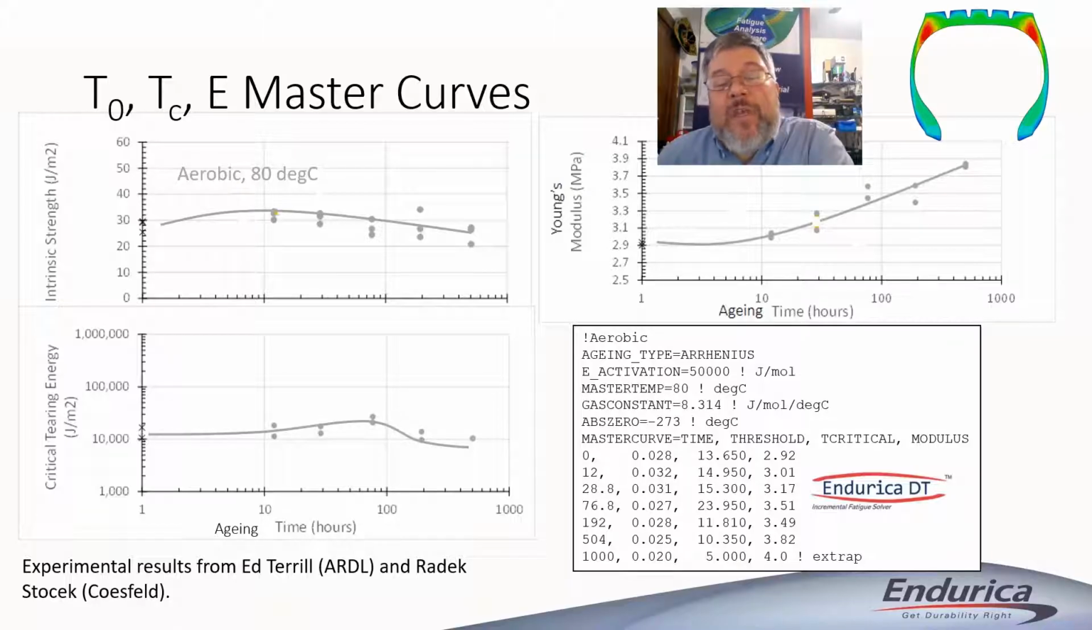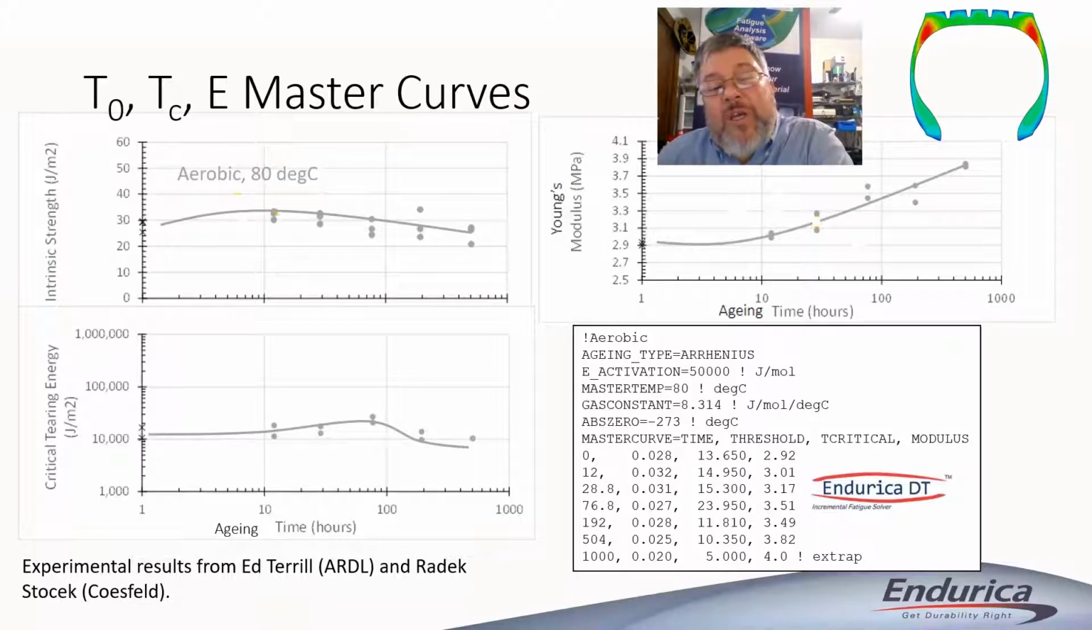In this case, we define an activation energy, right? And that defines the rate at which we progress along the master curve for different temperatures. We have a reference temperature at which the master curve is tabulated that we define. And then finally, we also need to define the actual values on the master curve.